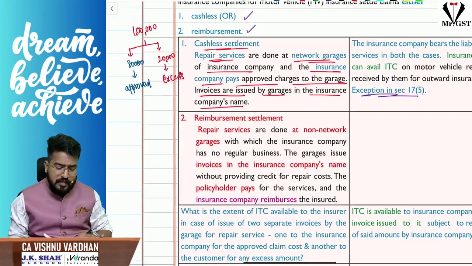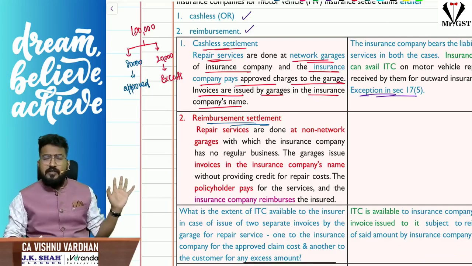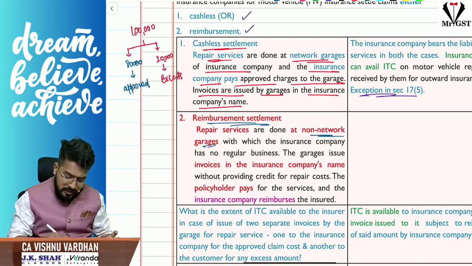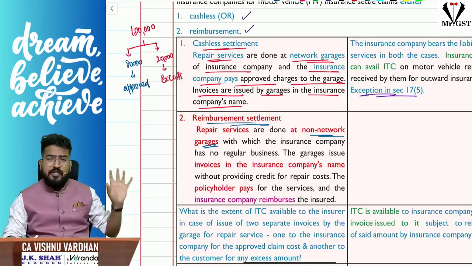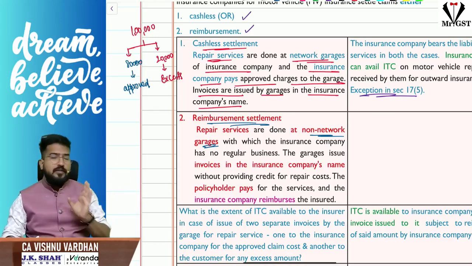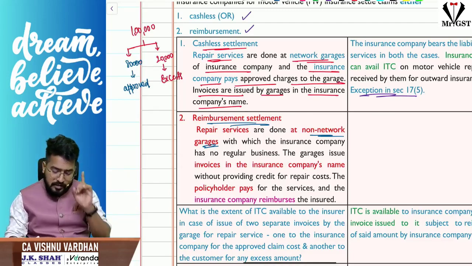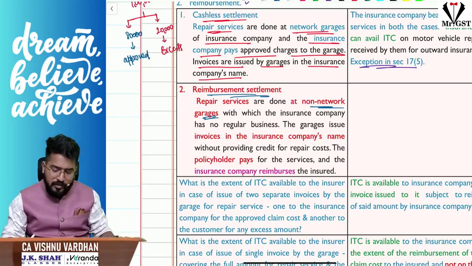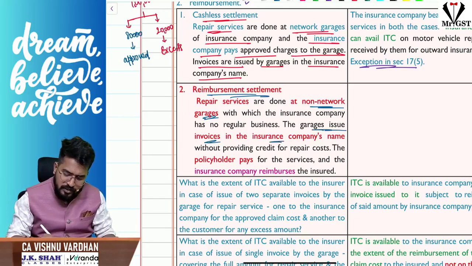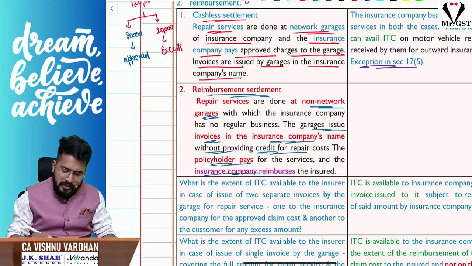The other way is reimbursement. That means, sir, I will take the vehicle to a non-network garage with whom the insurance company doesn't have any MOU. Now I will pay the full amount, whatever is there, and I will give the bill to the insurance company. The insurance company will reimburse me. But here the interesting thing is, sir, the bill should be in the name of the insurance company, then only the insurance company can take ITC of that. So the garage issues the invoice in the insurance company's name without providing credit for repair cost. Policy holders will pay it and take reimbursement from the insurance company.